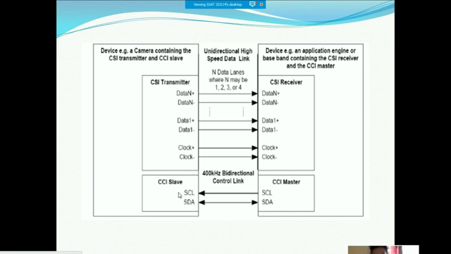So that is why whenever we write our camera sensor driver, we have to register ourselves as a slave for this particular I2C master.